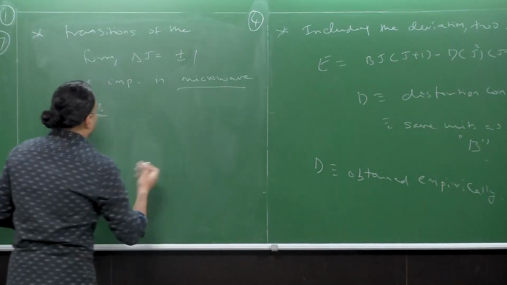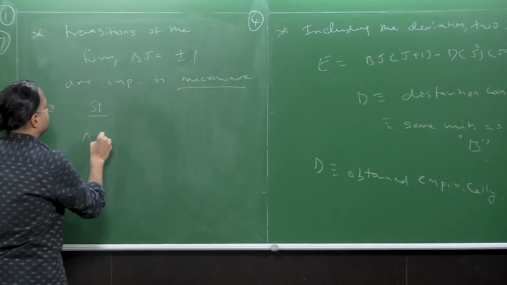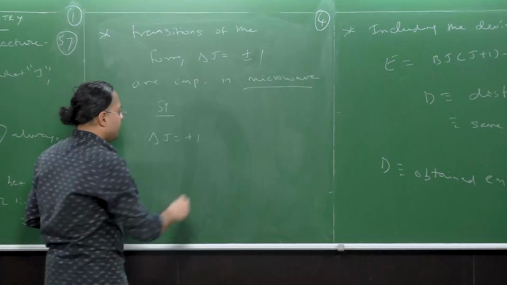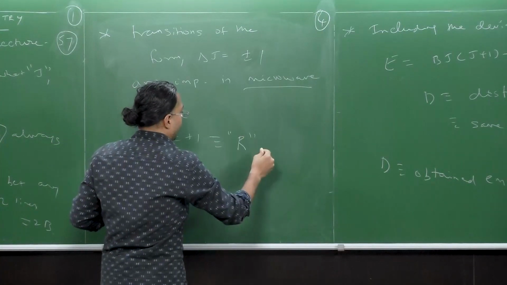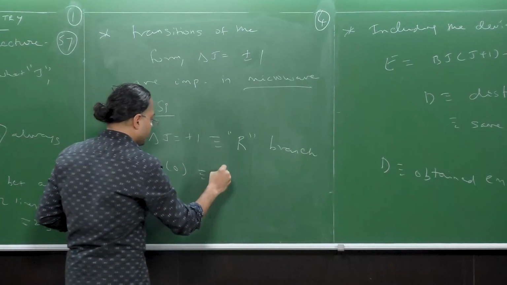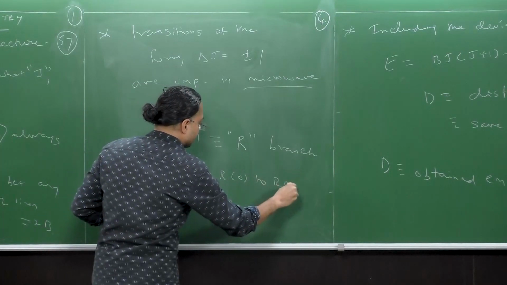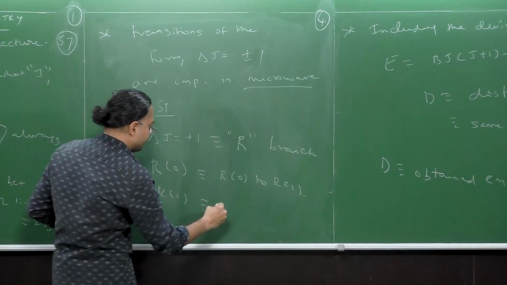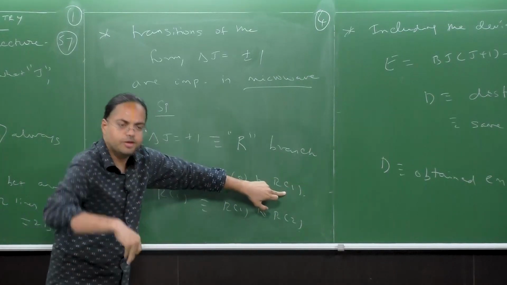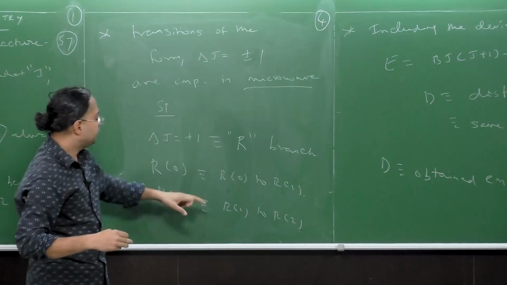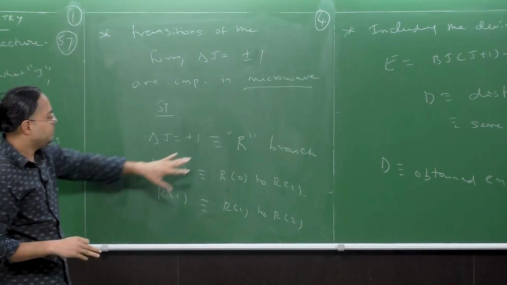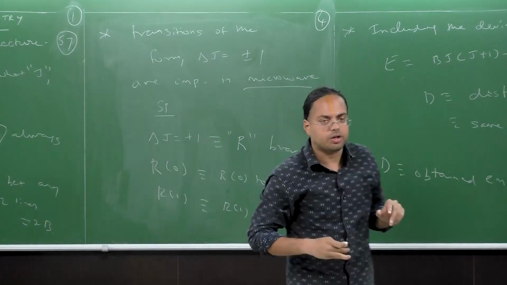Now, when delta J is equal to plus 1, in other words, I'm talking about a lower energy state going to a higher energy state, the series of lines is what is called an R branch. So R of 0 refers to J=0 to J=1, and similarly R of 1 refers to J=1 to J=2. In other words, from the ground rotational state to the first higher rotational energy state, and from the first higher rotational energy state to the second higher rotational energy state. These are just some nomenclatures which you might encounter in various contexts of astrochemistry.